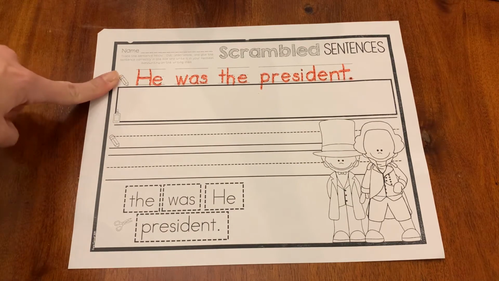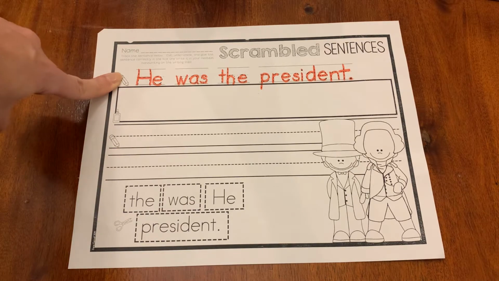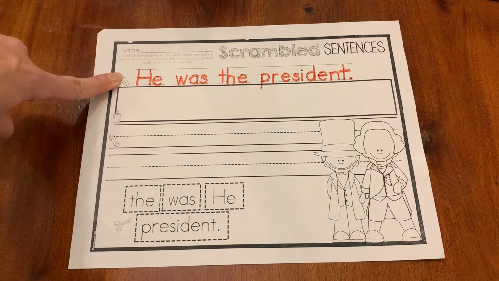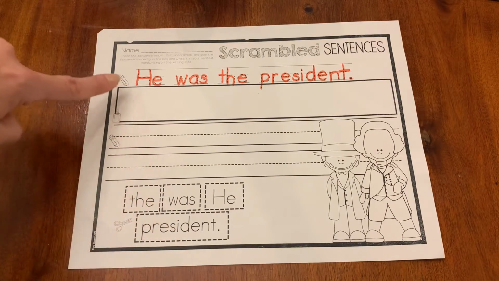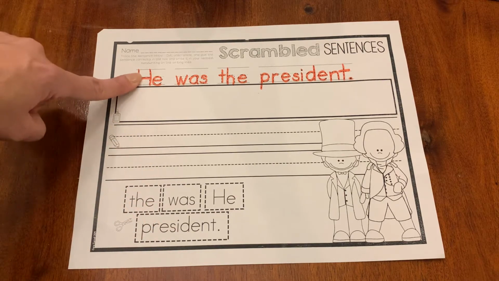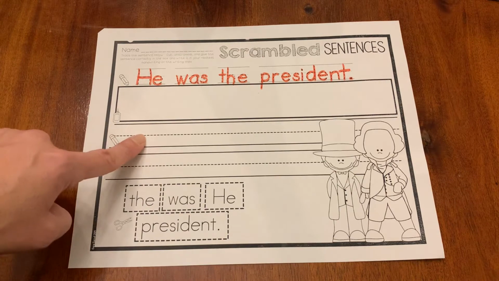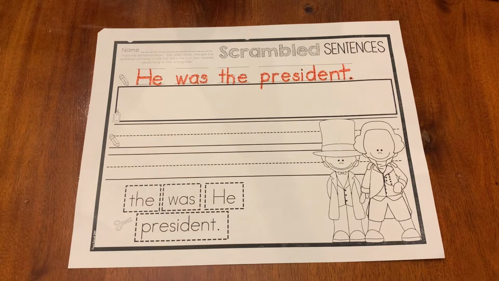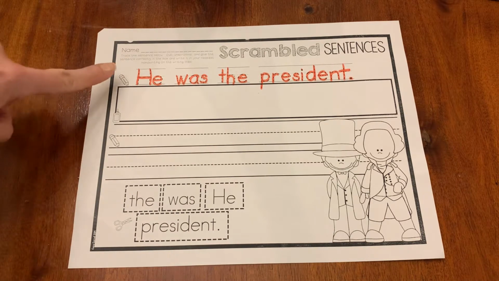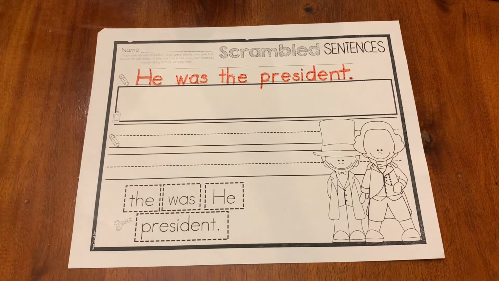Great. So the first step is trace the dotted lines. You can see I already did that. Okay. The second step will be to cut and glue the scrambled words in the correct order underneath the sentence. And the last step is to write the sentence with your pencil in the dotted lines. You have two spaces to do that. So you can see that I already wrote he was the president. I traced on top of the dotted lines. Go ahead and do that now.